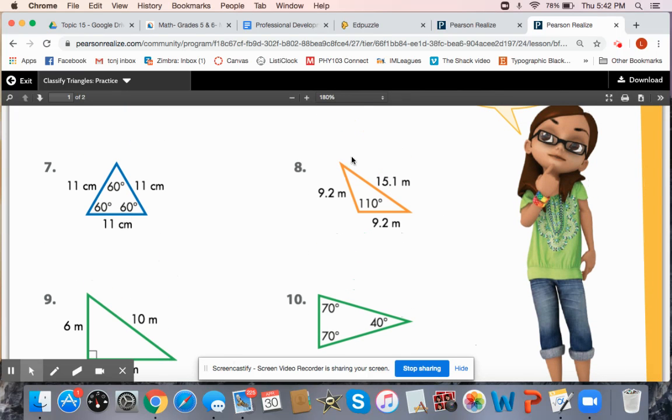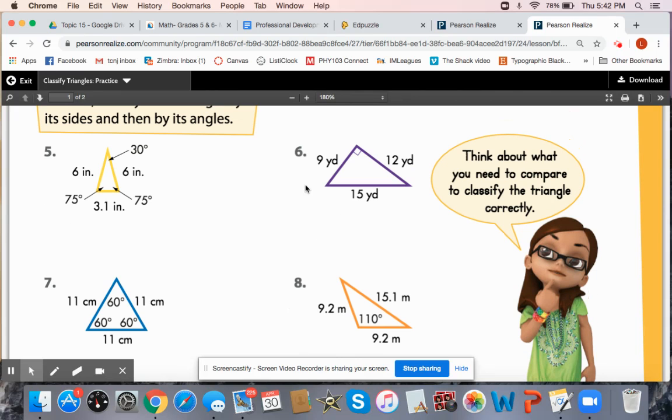This one right here, okay, we see that angle is greater than 90. So it's obtuse. And then we see 9 2/10 here and 9 2/10 here. It has two sides that are the same length. So it's isosceles. All right, so this is an obtuse isosceles triangle.